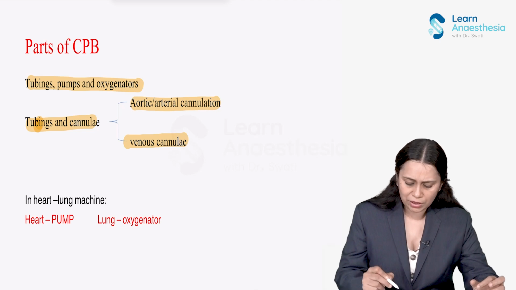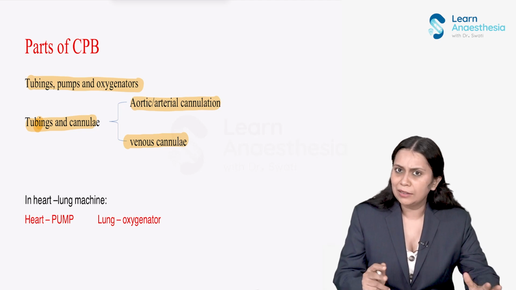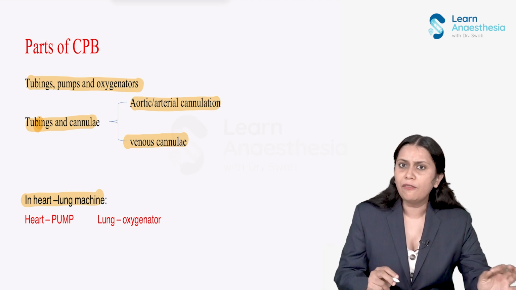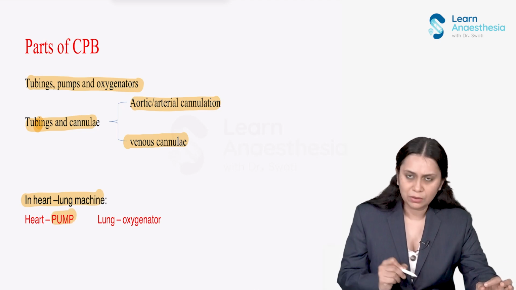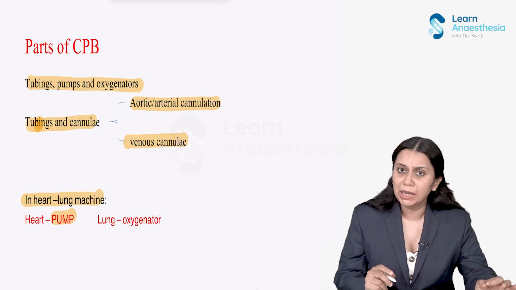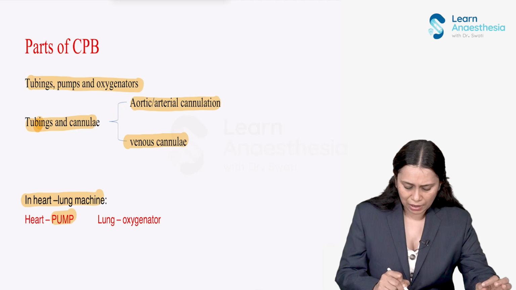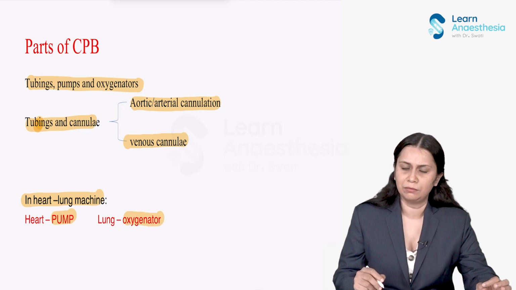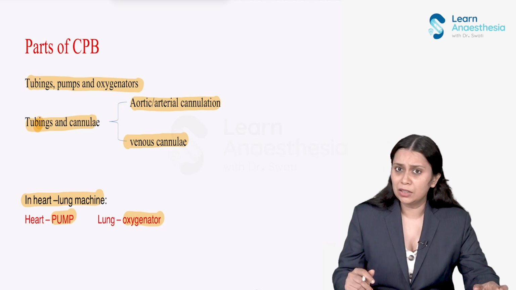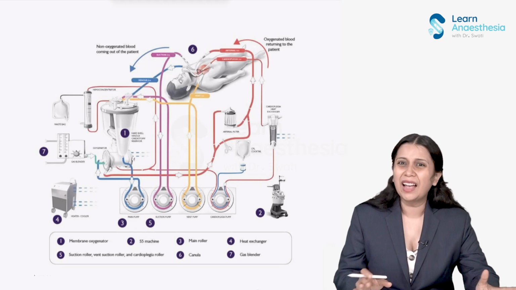Okay, so aortic and the venous cannulation, and there are a lot of tubings which will connect these cannulas, and some important pumps which we will discuss. So in the heart lung machine, the work of the heart is taken over by the pump. During CPB, we need to have 4 important pumps minimum. And the function of the lung is taken over by the oxygenator. Okay. So both functions of heart and lung are taken over, and that's why CPB is also called the heart lung machine. So let us see the design of CPB.